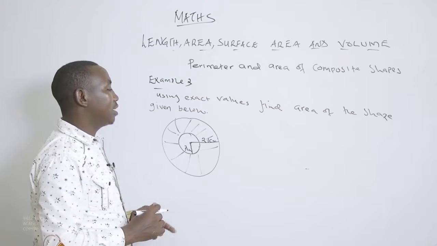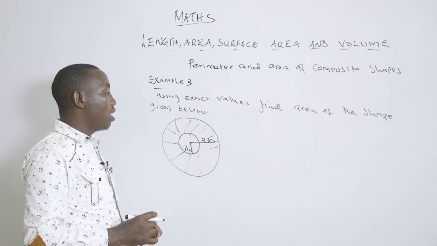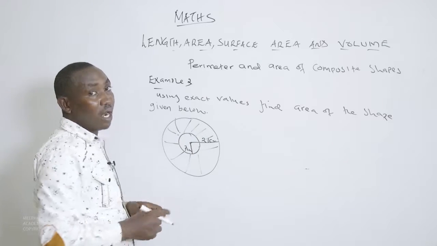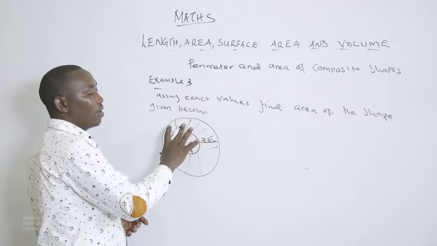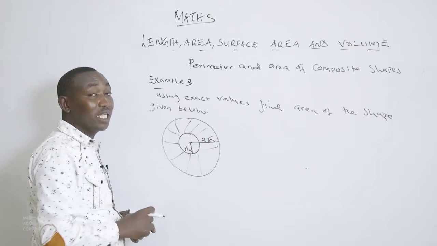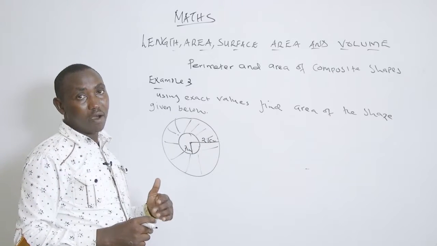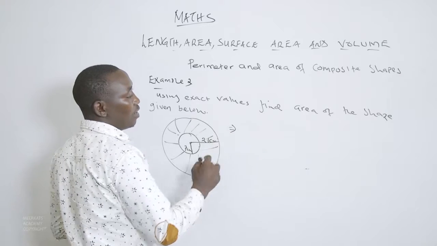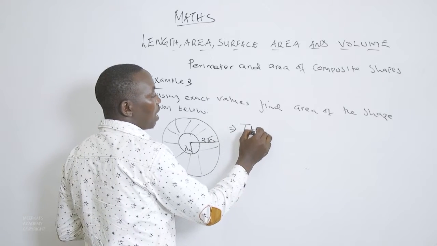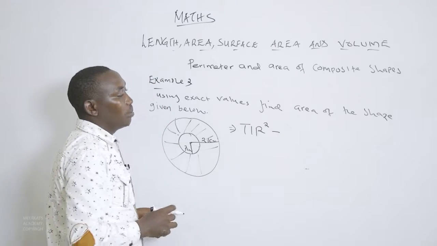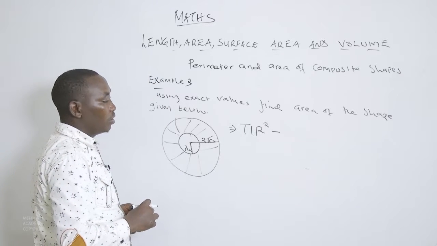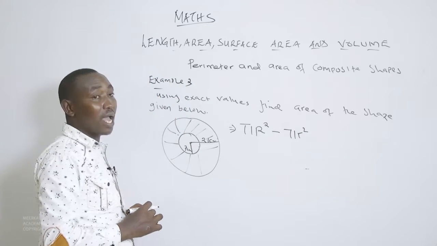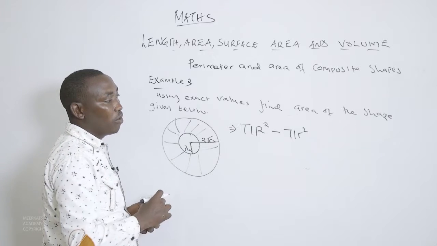Now for us to be able to find the area of this particular shape, we need to find the area of the whole shape. We subtract the area of this hole that has been made, to remain with the area of the part that has been shaded. And we understand that the area of a circle is normally given by pi r squared. So in this case, we shall get the area of the bigger circle, which is pi R squared. We subtract the area of the small circle, which is given by pi r squared, where small r represents the radius of the small circle.